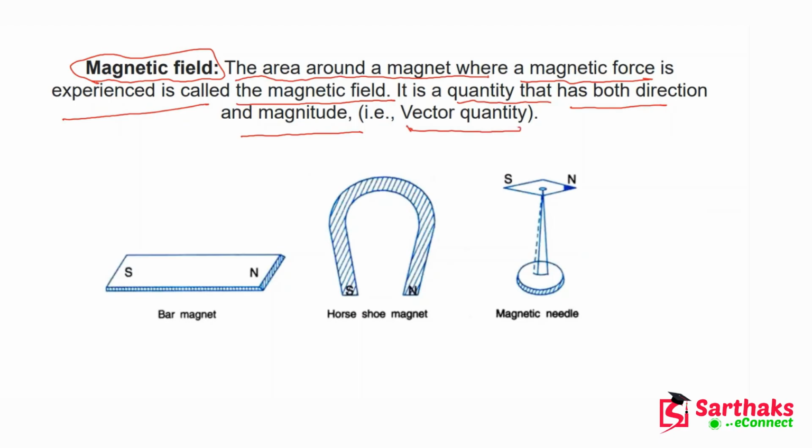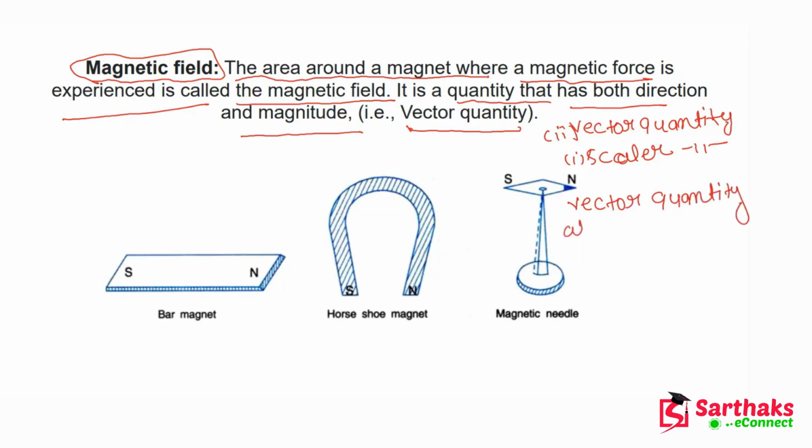Now, let me give you a quick idea of what a vector quantity is. There are two types of quantities. The first one is scalar quantity, and the second one is vector quantity. What is the difference between these two quantities? The main difference is that a vector quantity always has direction as well as magnitude. Let me write it here: vector quantity always has direction as well as magnitude.